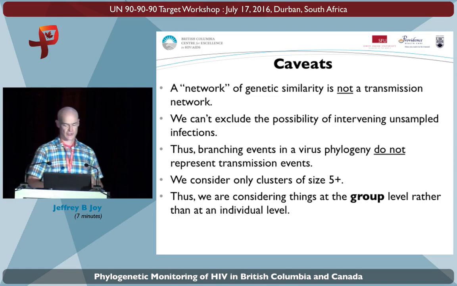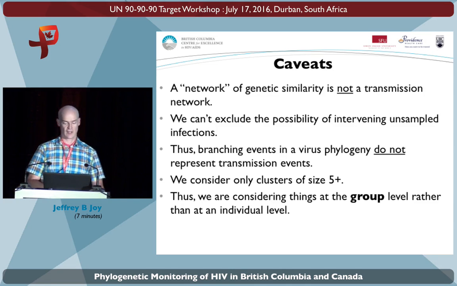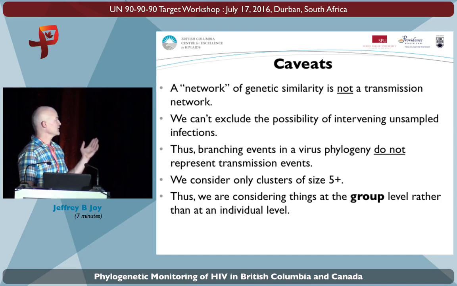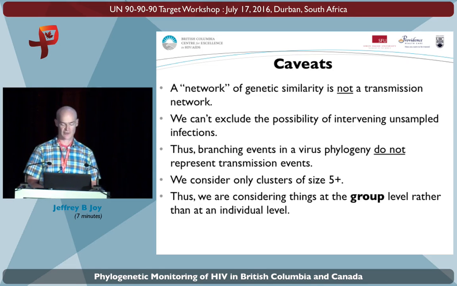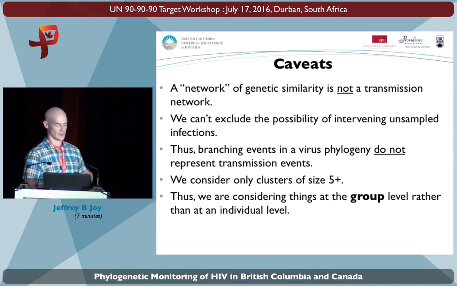But I want to also start off by saying that a network of genetic similarity is not a transmission network. We can't ever really exclude the possibility of intervening unsampled infections. So thus, the branching events in a virus phylogeny do not represent transmission events. And this is one reason that we're considering clusters of size 5 or greater. So things are considered at the group level rather than the individual level.